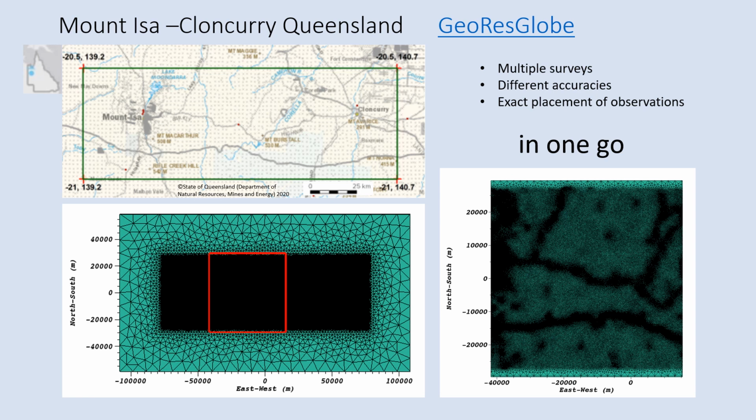Our algorithm we trialled on the Mount Isa Cloncurry region of Western Queensland. In GeoRes Globe, we picked this region as it had lots of different observation surveys. We downloaded the 6,519 data observations from 23 different surveys, each with a different measure of accuracy. The objective was to locate these measurements exactly in the finite element mesh. So each observation point is a node in the finite element mesh, and we refine around these nodes.